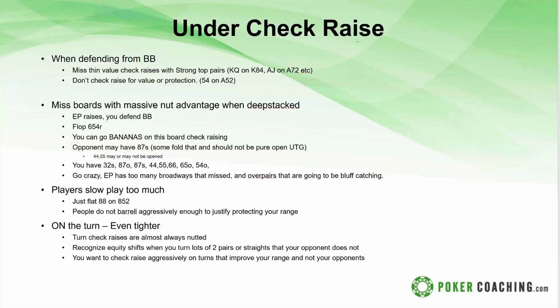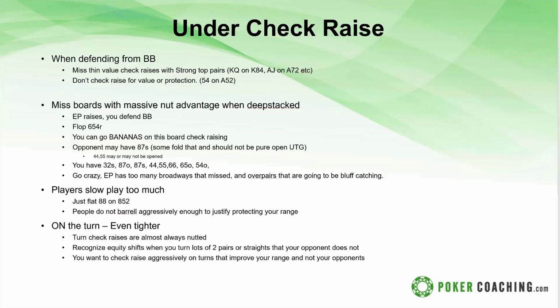And then also on the under check raise part, on the turn, people are even tighter. Turn check raises are almost always nutted. You can make really tight folds on the turn to check raises, even with really weak two pairs. Strong top pairs you can start folding, because people's turn check raises are just always nutted.